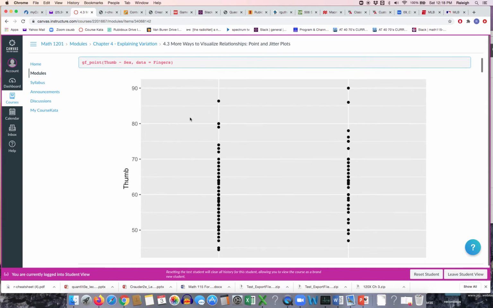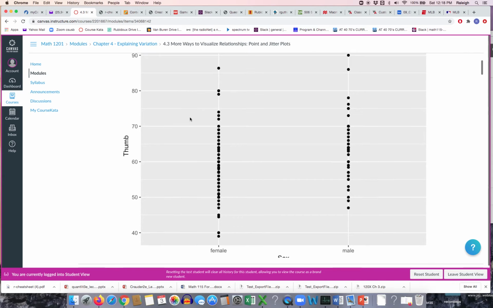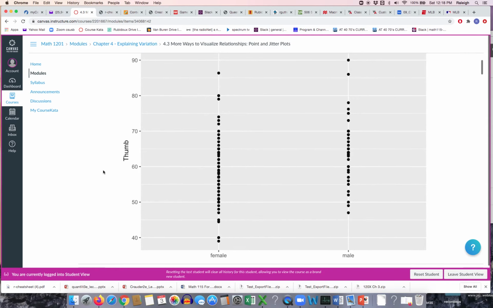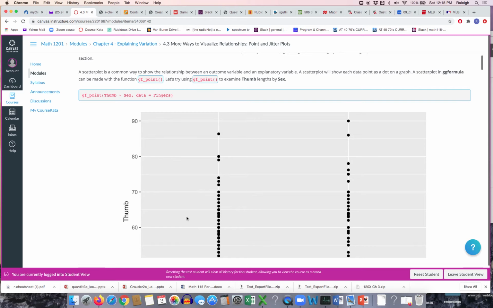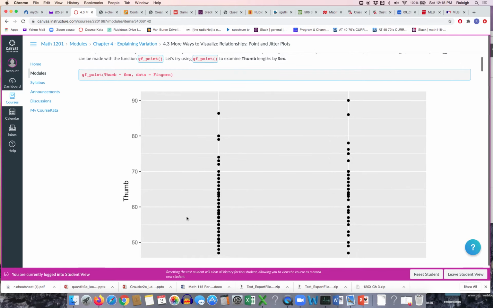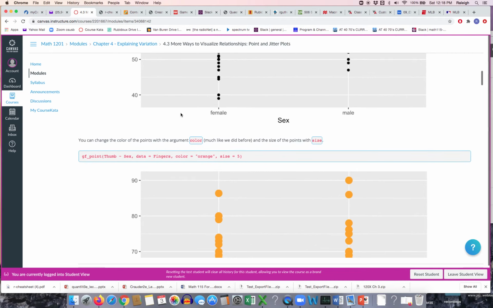So this is just all the different people by female and male by the thumb length. This is similar to before, except it's going from bottom to top, vertically speaking. And the males tend to be a little bit more than the females. And so it's just another way to look at it. Not my favorite way to look at it, but it's certainly one way to do it. Y is thumb, X is sex, and data came from the Fingers data set. But they can change this all around, and boy, do they ever.